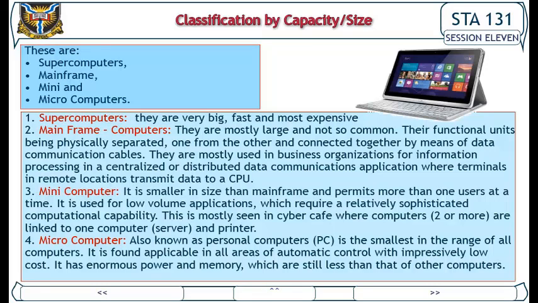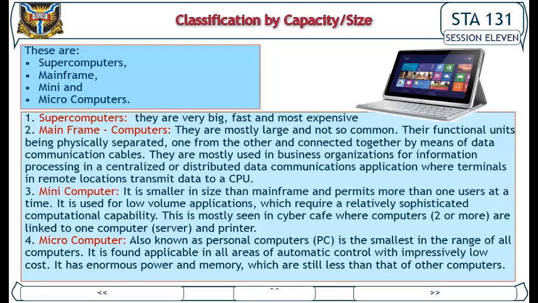3. Mini computer. It is smaller in size than mainframe and permits more than one user at a time. It is used for low-volume applications which require a relatively sophisticated computational capability. This is mostly seen in cyber cafe where 2 or more computers are linked to one computer, server, and printer.